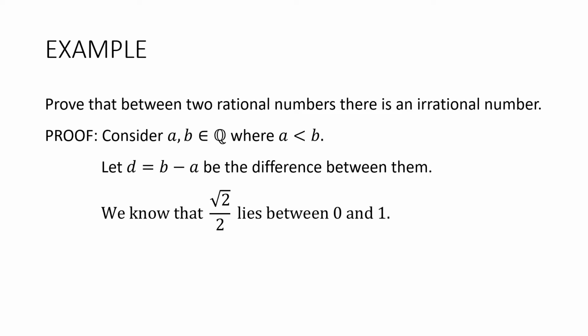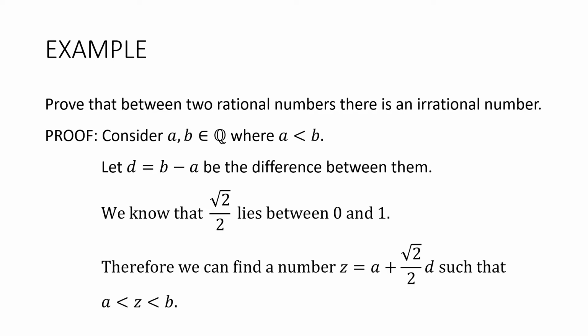Now we know that the square root of 2 divided by 2 lies between 0 and 1. The square root of 2 is 1.41, etc., etc. It's irrational. Divided by 2 is 0.707, etc. Definitely lies between 0 and 1. And this is the part where we're just thinking of an irrational number. We only need one example.